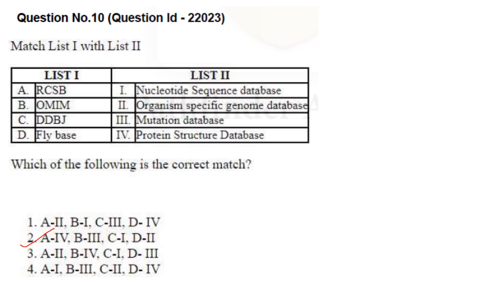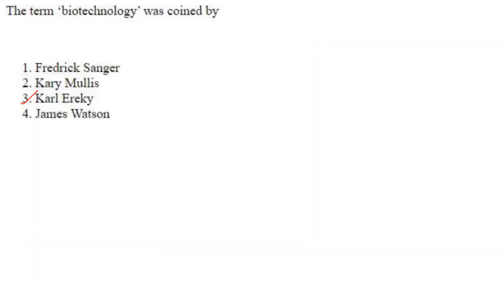Then DDBJ is Nucleotide Sequence Database, C1. Flybase is Organism Specific Genome Database. It is for Drosophila melanogaster mainly. So the answer here is A4, B3, C1 and D2. Answer is option 2. Then next one.